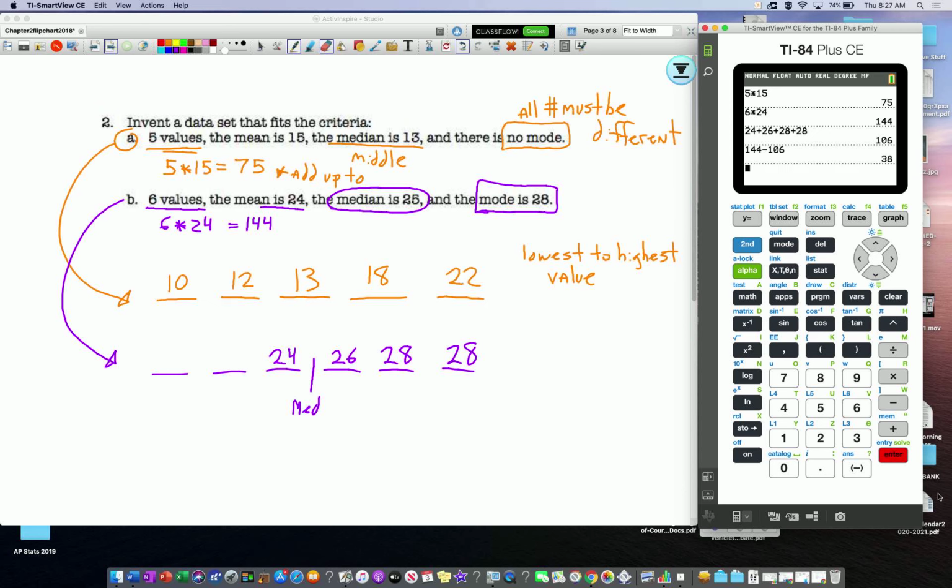So these last two numbers have to add to 38, but they can't be the same. So I'm thinking maybe I can go 20 and 18, and I have my answer. Sorry, that looks like a decimal there. That should just be 18 as such.